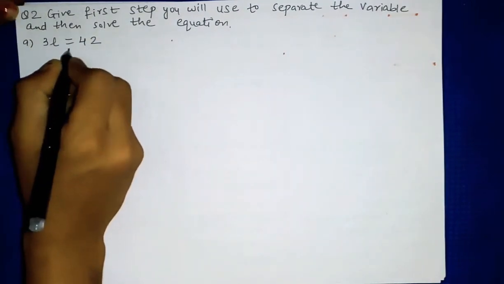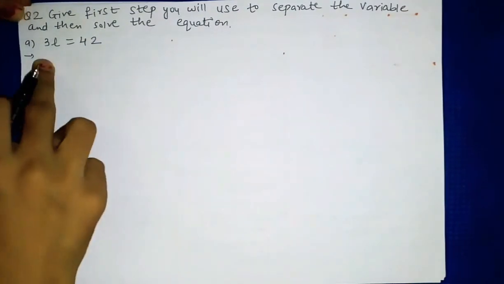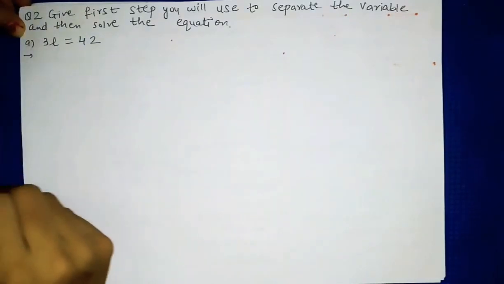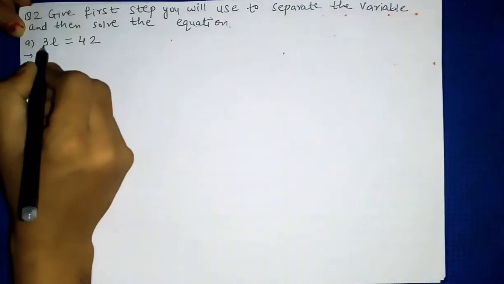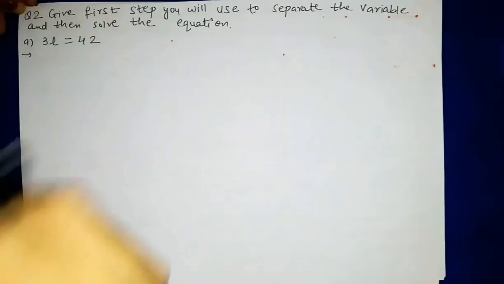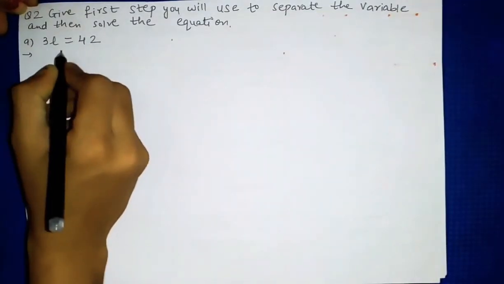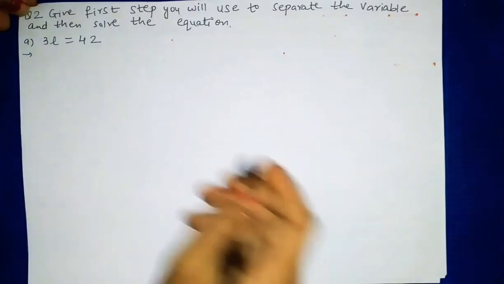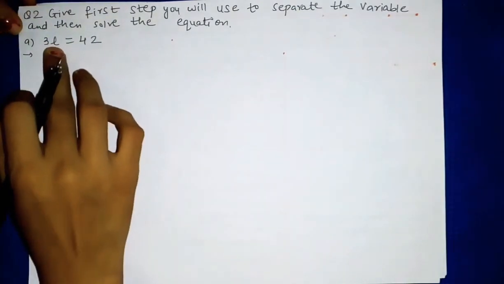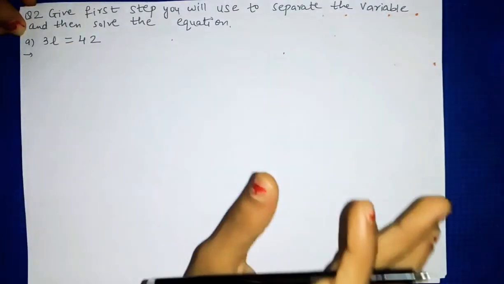First one is 3l equal to 42. Now this 3l, there is no sign, so which sign is there? The multiplication sign is there. So if I want to remove this, 3 is in the multiplication part. Now this 3l equal to 42. This 3 we want to cancel. So how will we remove this 3? See, we want only the value of the variable. L equal to something we will find out.